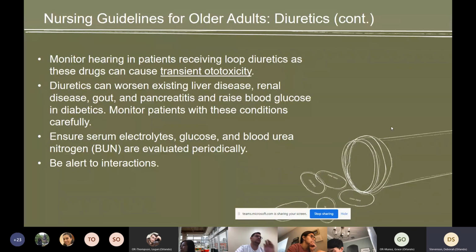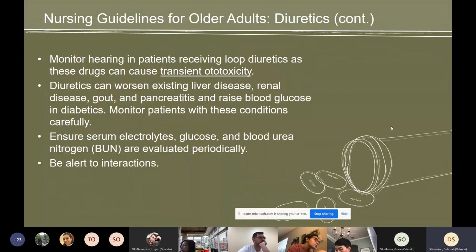A couple of other things to think about for diuretics is something called transient ototoxicity. Basically, if a patient is taking a loop diuretic, such as furosemide, we have to monitor the hearing. So that's a key. If you have a patient who hasn't had a whole lot of problems with their hearing, and the doctor has ordered them to take some furosemide, and they've been on it for a while, and then they're starting to have hearing problems, it could possibly be related to the medication, right? Maybe they didn't have a problem with their hearing before, but now the medication is causing it. So that's something to remember.